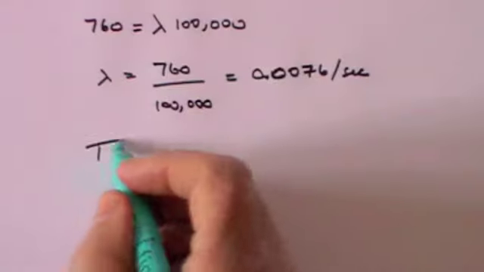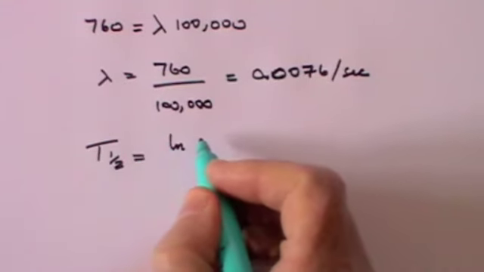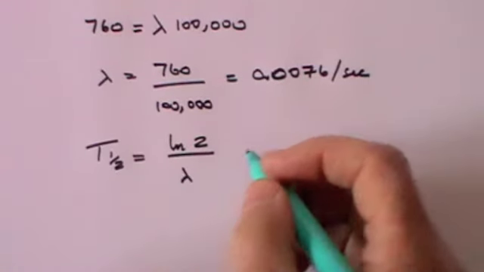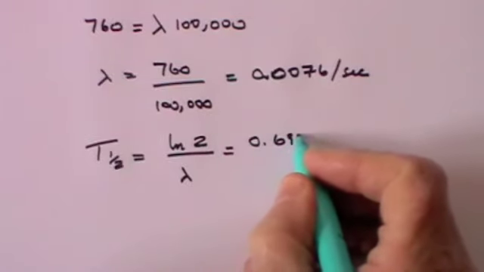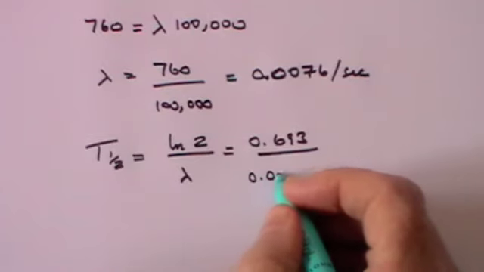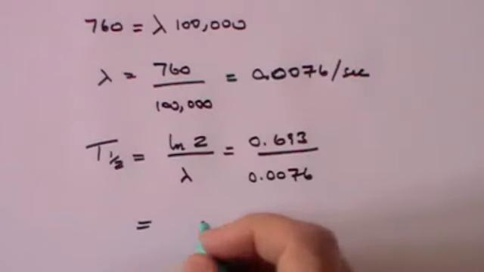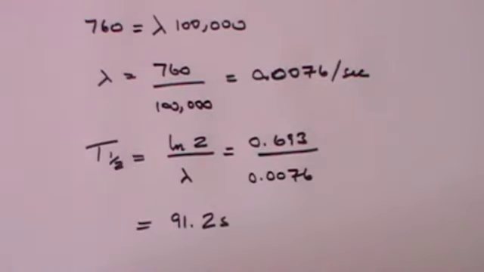So we're going to use the formula that the half-life is equal to log to the base e of 2 divided by lambda. Log to the base e of 2 is 0.693. And lambda we've just calculated is 0.0076, and that is going to give you a half-life of 91.2 seconds.